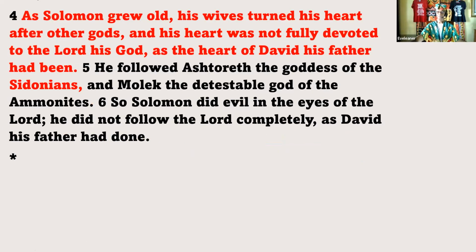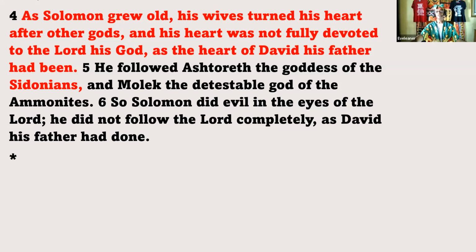Number 4, as Solomon grew old, his wives turned his heart after other gods, and his heart was not fully devoted to the Lord his God, as the heart of David his father had been. He followed Ashtoreth, the goddess of the Sidonians, and Molech, the detestable god of the Ammonites. So Solomon did evil in the eyes of the Lord.